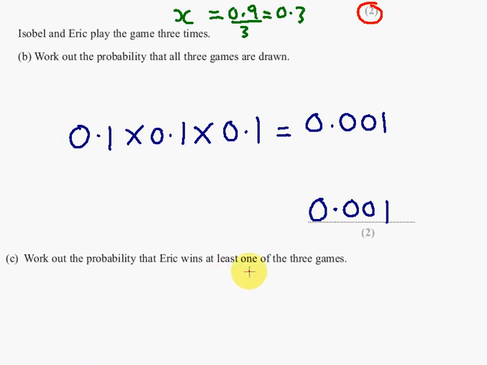And part B is worth 2 marks. So the first one's for the method. You could have also put 0.1 cubed, which is the same thing. And the second one is for the answer of 0.001. And that's it for part A and B.